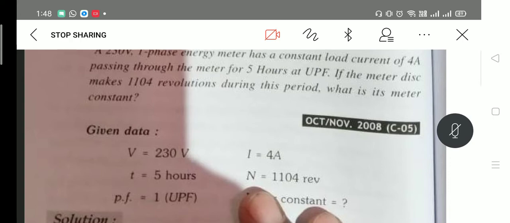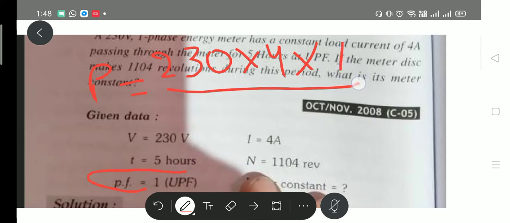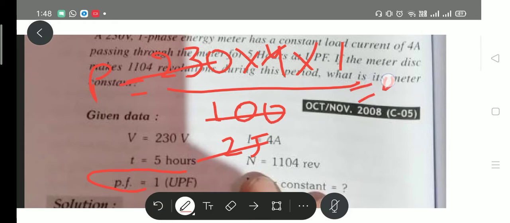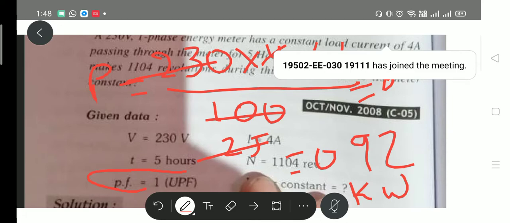So, we know the VI cos phi formula values. P is equal to, V value is 230, I is 4, cos phi is here 1. So, 1 by 1000, 4 into 230, we will get 0.92. The power value is 0.92 kilowatt. This is the power value.